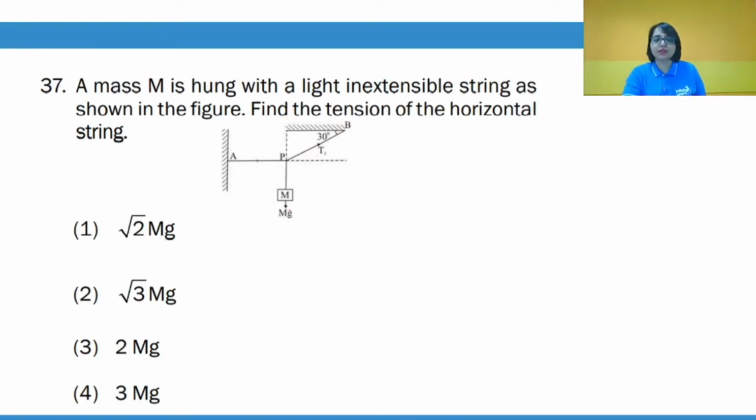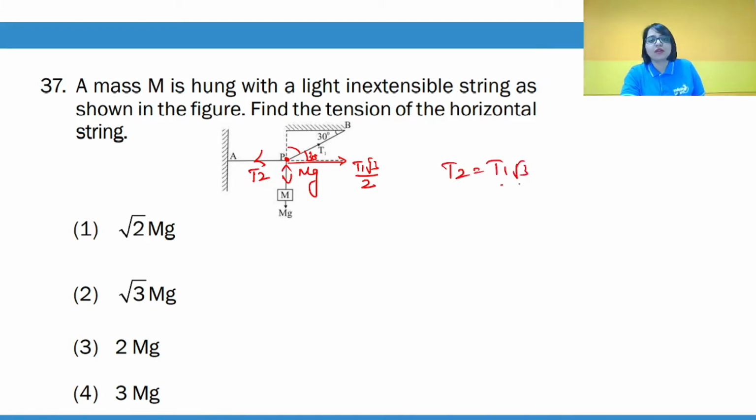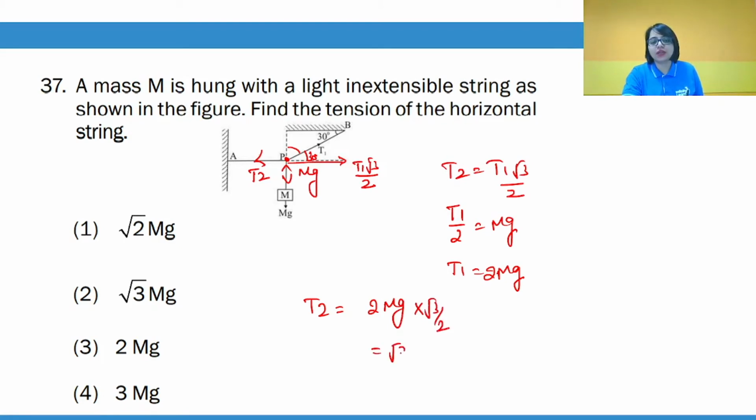Next is, we have a mass. It is hung from this string. We need to find the tension in the horizontal string. So let's say this is T2. So this tension is T3 and T3 is equals to mg. So for this point, if this point is in equilibrium, this is 30 degrees. So T1 cos 30 degree, that is T1 root 3 by 2, will balance T2. And T1 sine 30 degree, that is T1 by 2, will balance mg. So T1 is 2 mg. So T2 is 2 mg into root 3 by 2, that is root 3 mg. So correct answer is option 2.